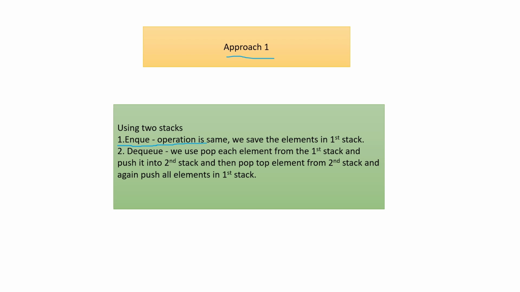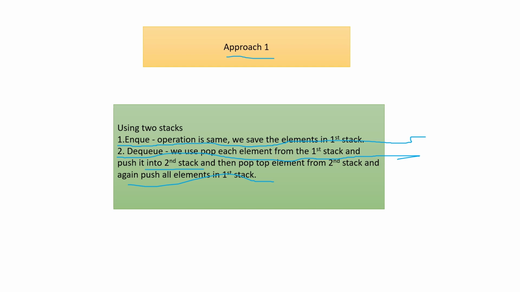We just push the element in stack one. And what if we want to dequeue the front of our queue? Basically we pop each element present in the first stack and push it into the second stack, and then pop the element from the stack. Just delete the top element from stack two, and again we push all the elements back into the first stack. So this is how the first approach will work.